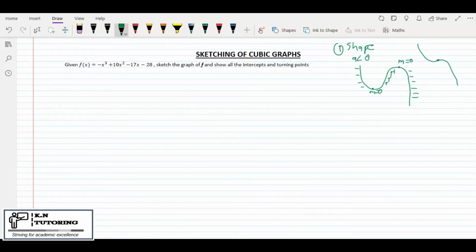So we've got two options, with the gradient m being equal to 0 at the turning points. So before you can even calculate the intercepts and the turning points, we just know that our shape is going to be like that. Okay.